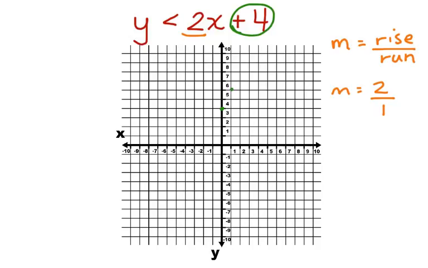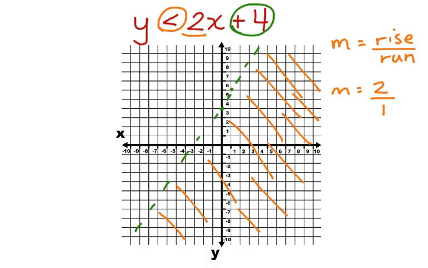Now, notice that this symbol says that it's less than. Y is less than this area right here. So it doesn't include the line. So we're going to use a dotted line, and we're going to graph the area that is less than this line. The solution is somewhere within this orange region.